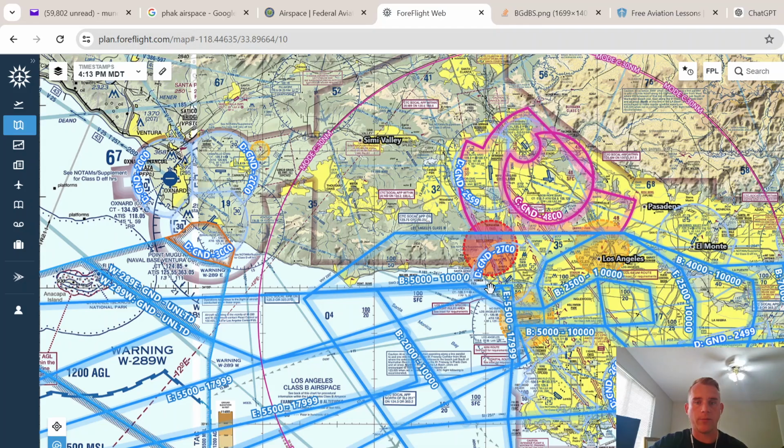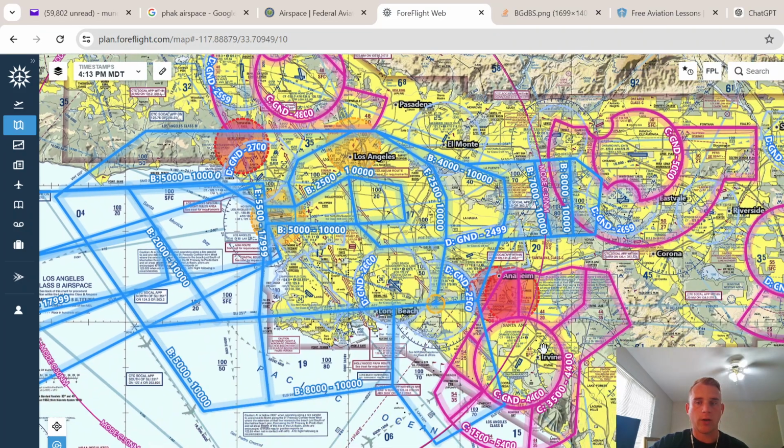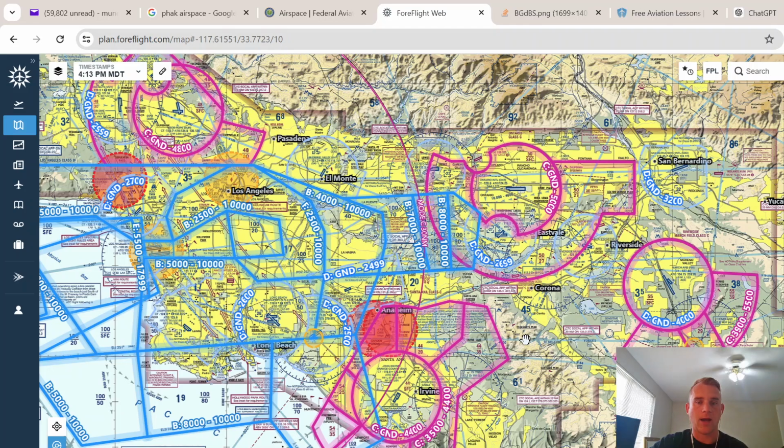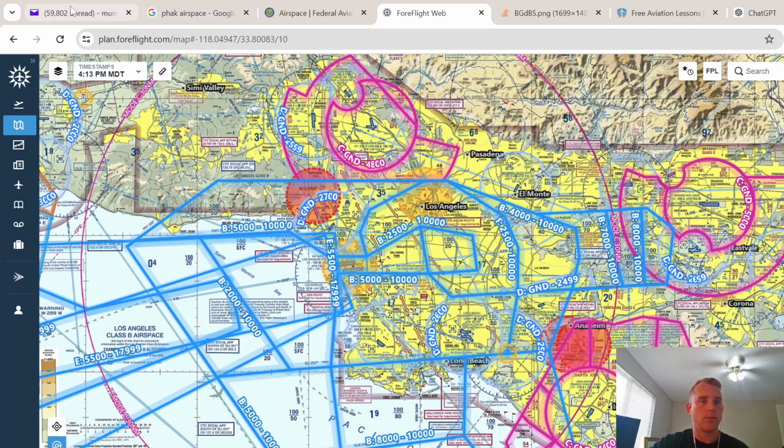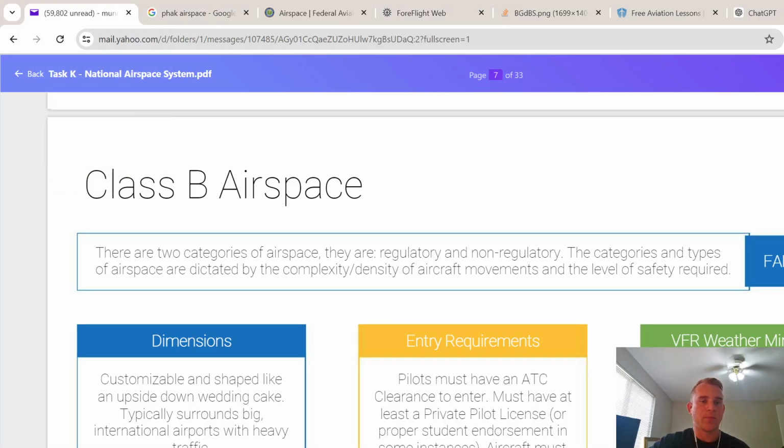I'll give you guys an example here. Class Bravo airspace, LAX area, this is absolutely bonkers. Look at this airspace. First of all, it's massive, right? Spans a huge area. Bravo shelves are all over the place compared to this Charlie right here, or even this Delta, it's tiny. Look how it's like 5 times bigger. Just remember, Bravo is busy.